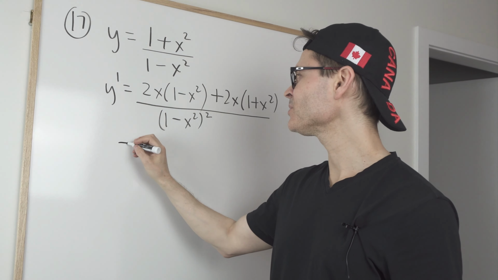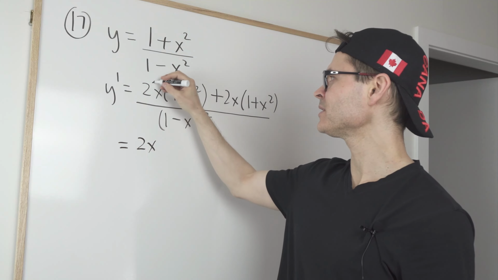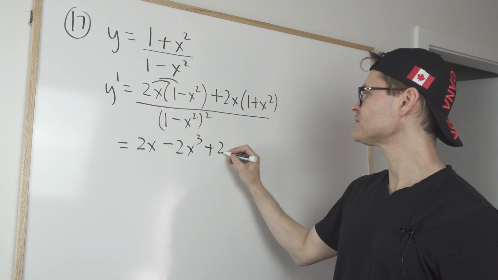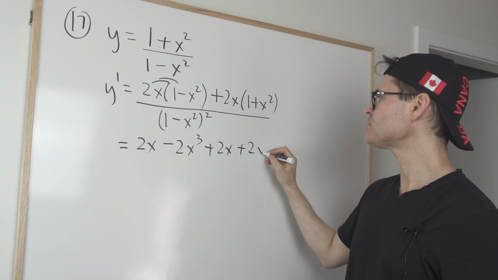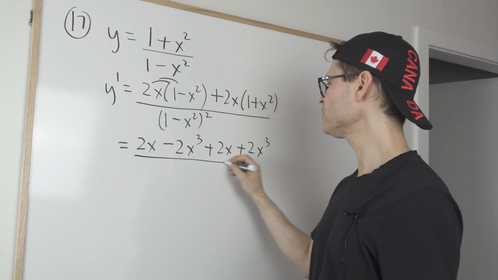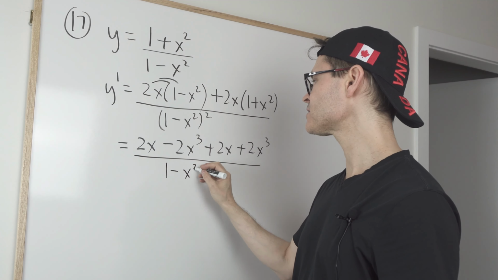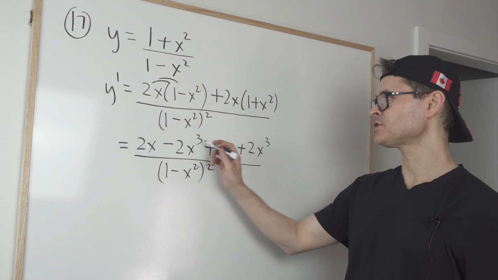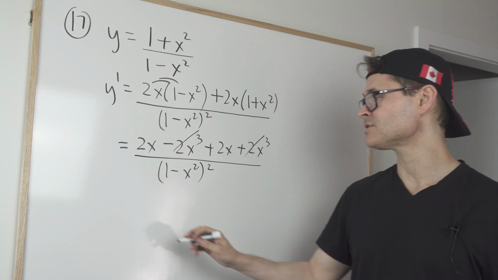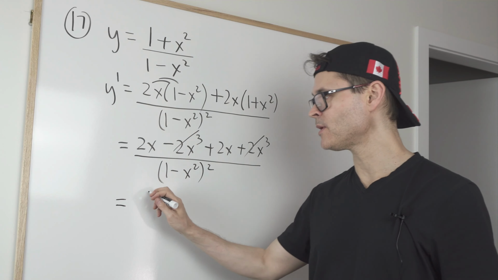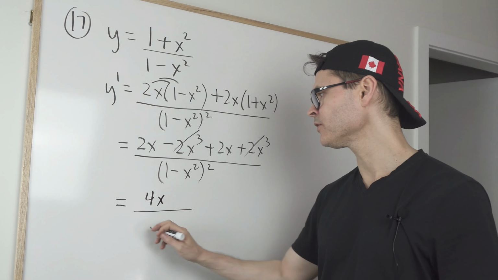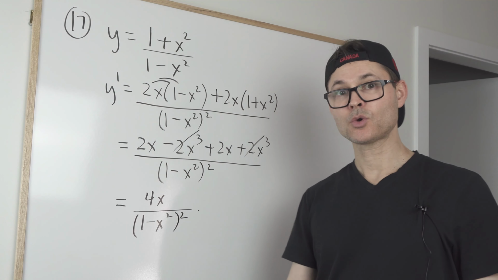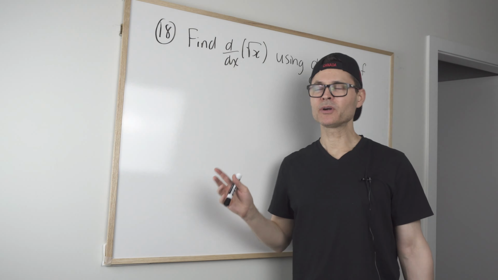And then clean up the numerator. So you get what? A 2x. I've got to bring the 2x through. Minus 2x cubed. Plus 2x plus 2x cubed. All over the denominator, which is 1 minus x squared all to the power of 2. Check if there's any opportunity for cancellation. There sure is. Those are going to cancel. That's nice. And then a 2x plus a 2x is a 4x all over 1 minus x squared, squared.